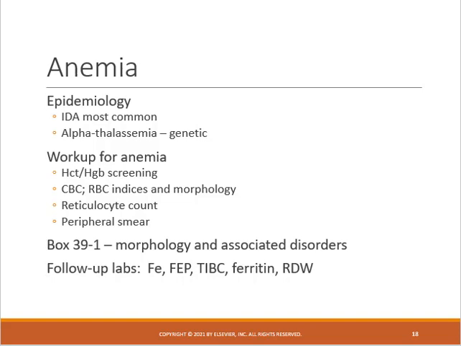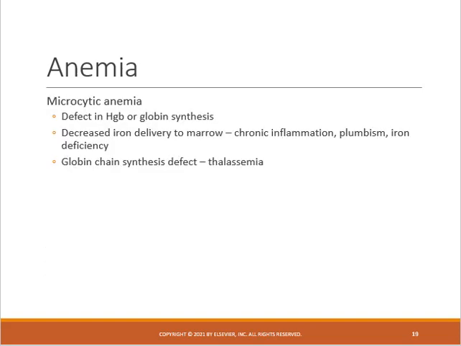So this table will be beneficial if you were looking at your blood indices and you see, okay, cells are too big, cells are too small. What might be possible diagnoses associated with that? Follow-up labs include iron, TIBC, ferritin, the RDW, and FEP, which stands for free erythrocyte protoporphyrin. I'm not familiar with using that in practice, but the book mentions it.